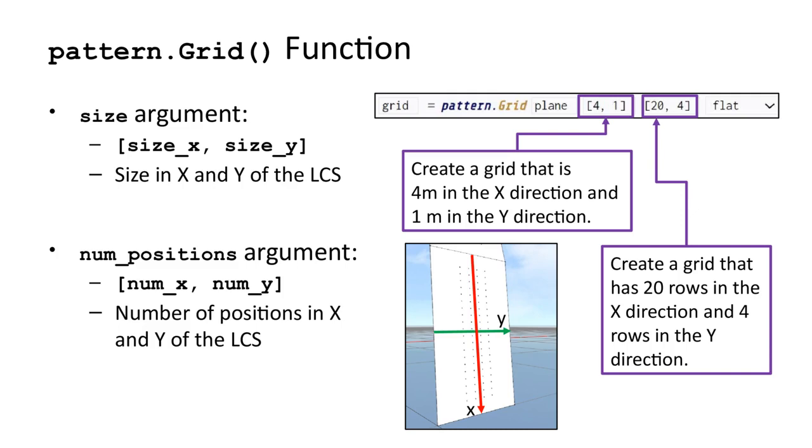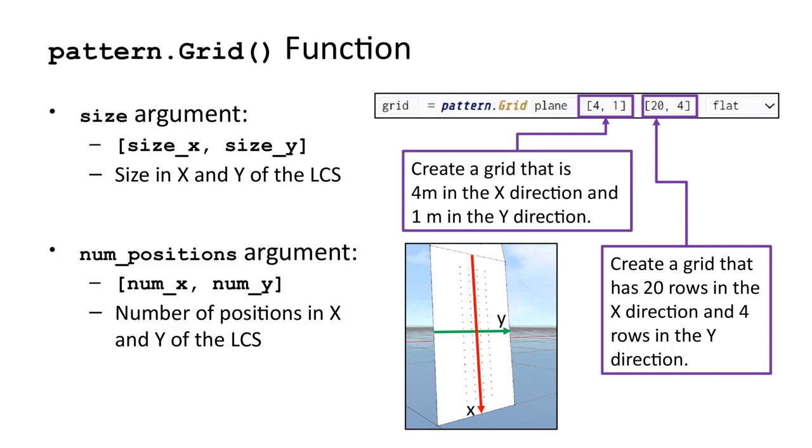The pattern.grid function has a number of parameters. The first parameter is the origin, which is overloaded to also accept planes. The second parameter specifies the grid size. The third parameter specifies the number of positions. For grid size and number of positions, you can specify one number or a list of two numbers.